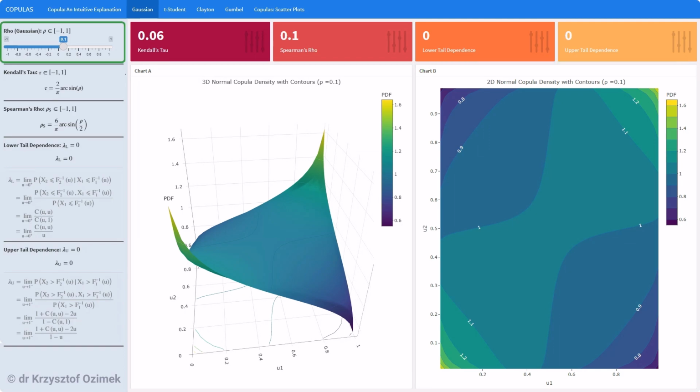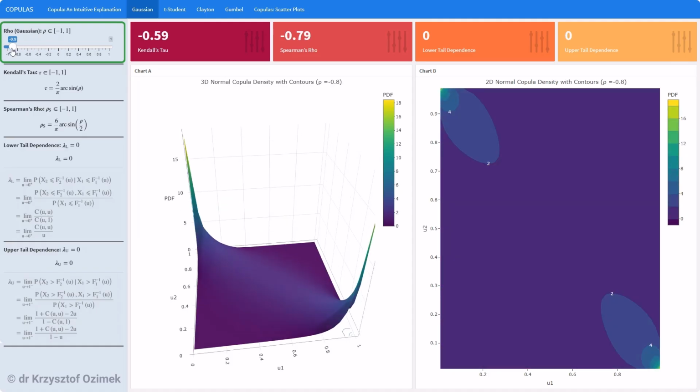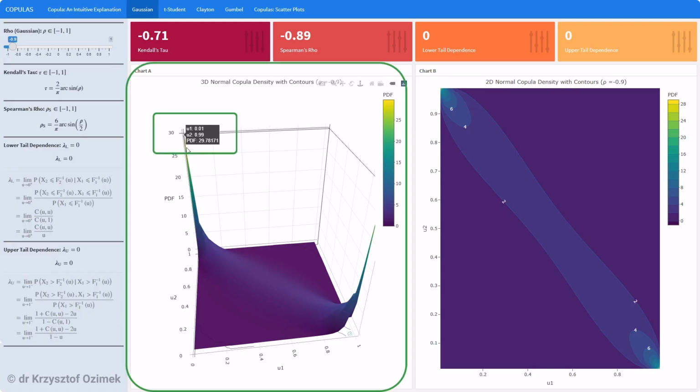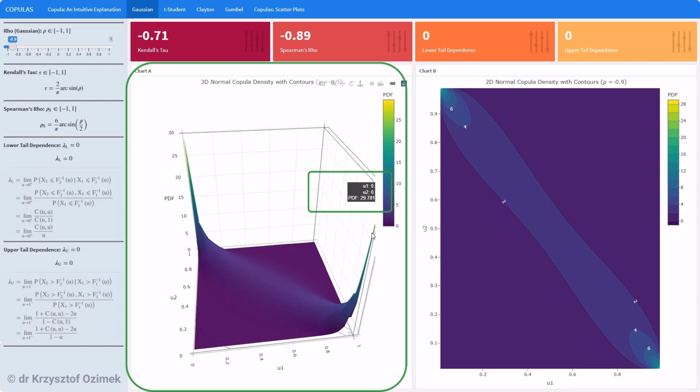Now, if we set the parameter rho to a relatively low value, for example, minus 0.9, we can clearly see that the highest densities of this copula are concentrated in the corners where U1 is low, close to 0, and U2 is around 1. Here, we see an example of such density behavior. The PDF has a high value in this region compared to neighboring areas.